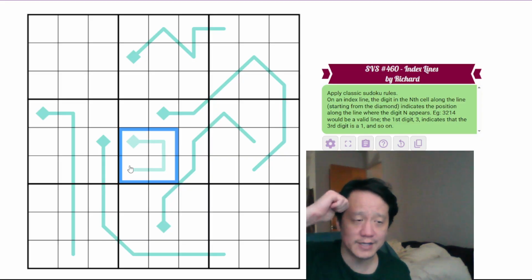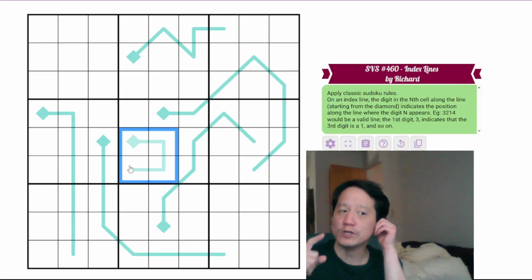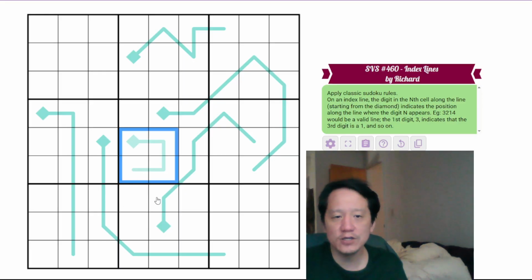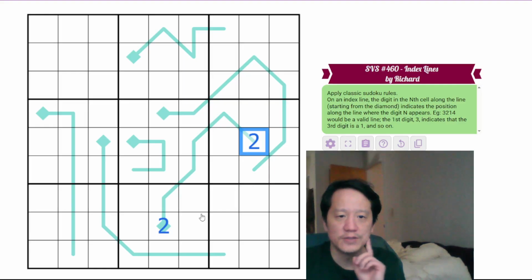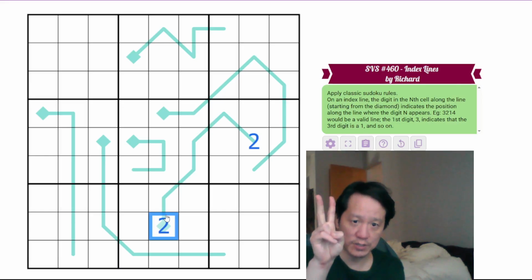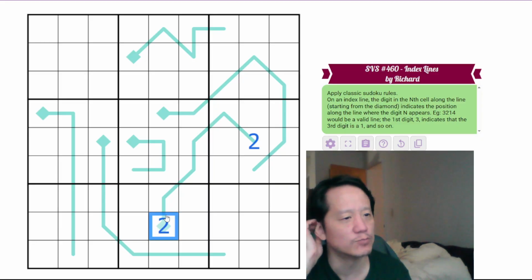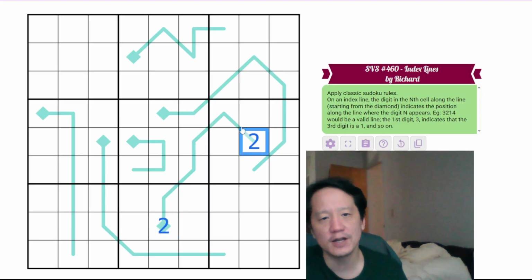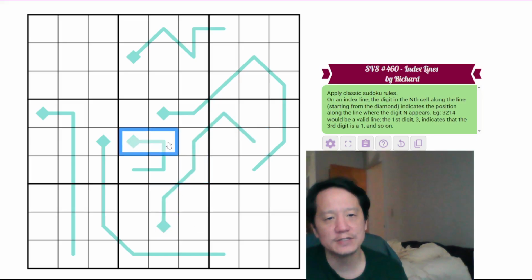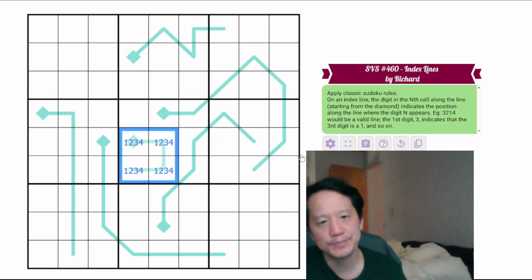Also, another thing about index lines, you cannot have repeats. If you have a repeat, what is that saying? Say you had a 2 here and a 2 here. That's saying 1 has to be in the second position, but 6 also has to be in the second position, and therefore that doesn't work. So you cannot have repeats ever along an index line either. That means these digits are 1 through 4, because that's the length of the index line.